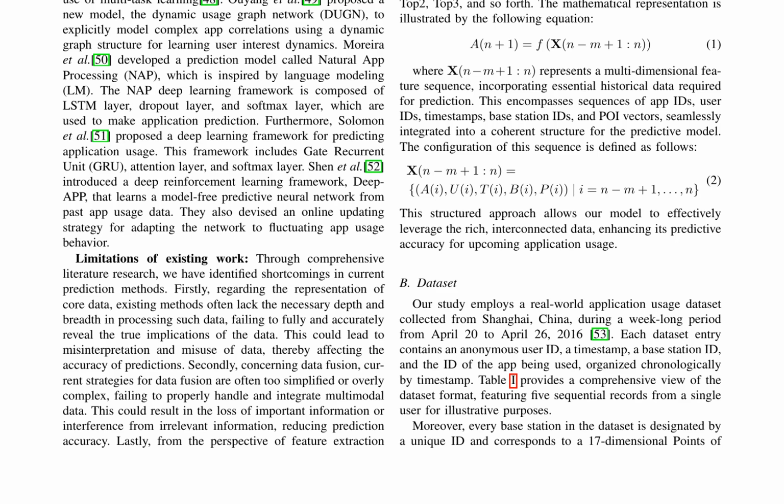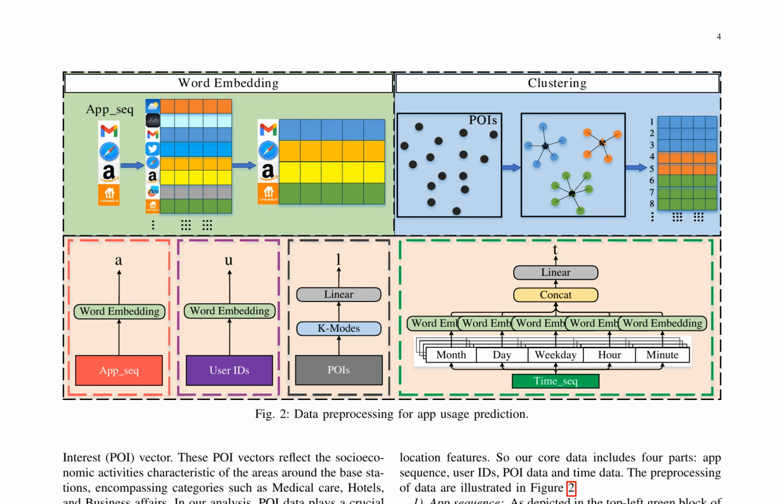The dataset used in the study is a real-world application usage dataset collected from Shanghai, China, during a week-long period from April 20 to April 26, 2016. Each dataset entry contains an anonymous user ID, a timestamp, a base station ID, and the ID of the app being used, organized chronologically by timestamp. The POI data, indicating the presence of different facilities near a base station, plays a vital role in defining the functionality and appeal of specific locations.